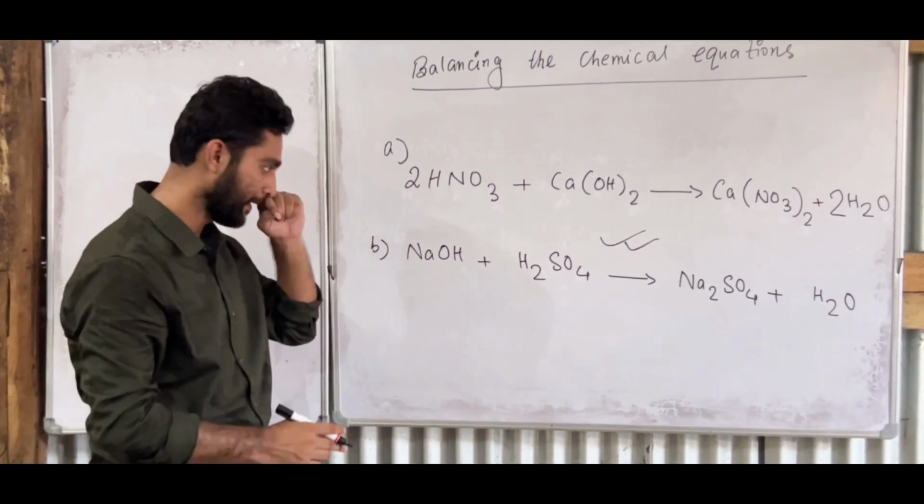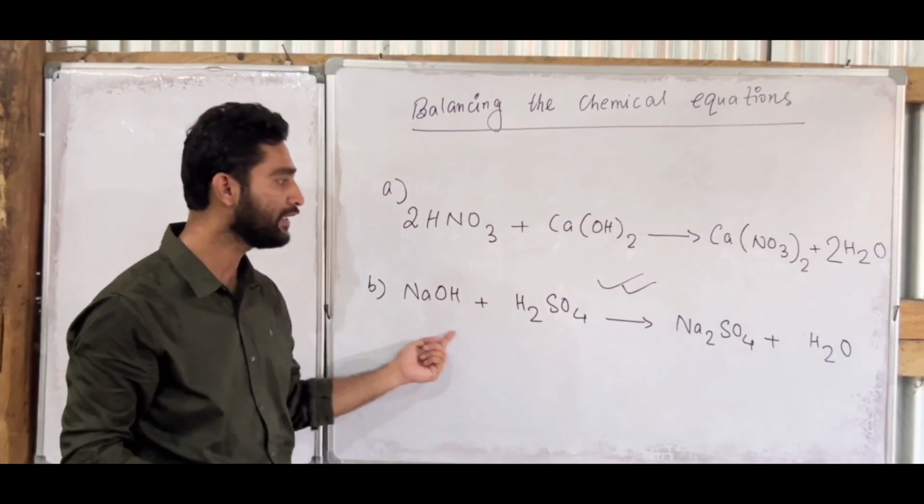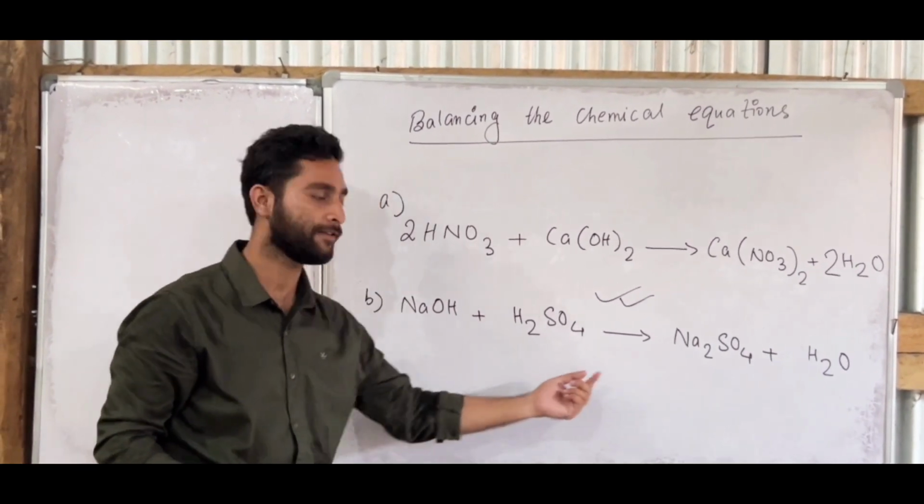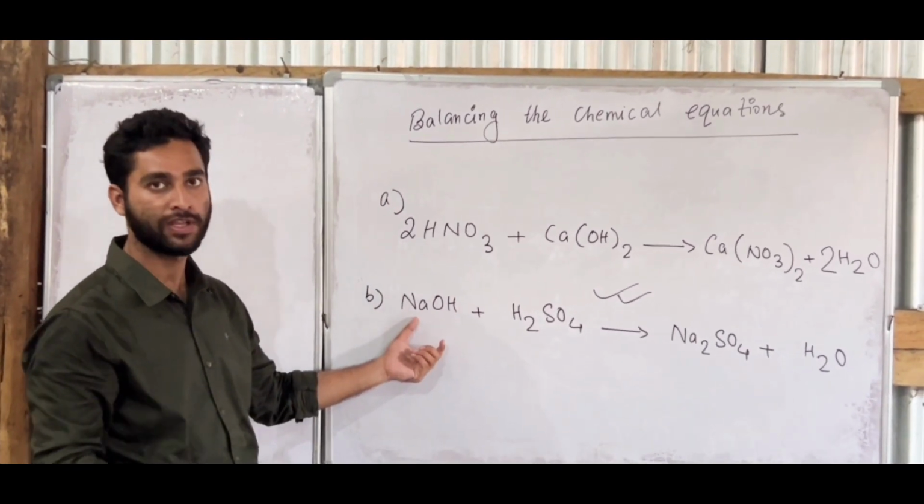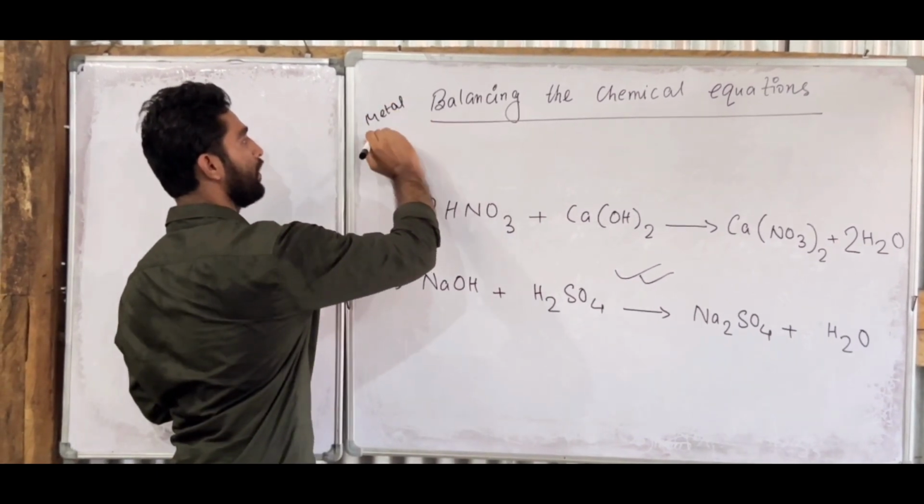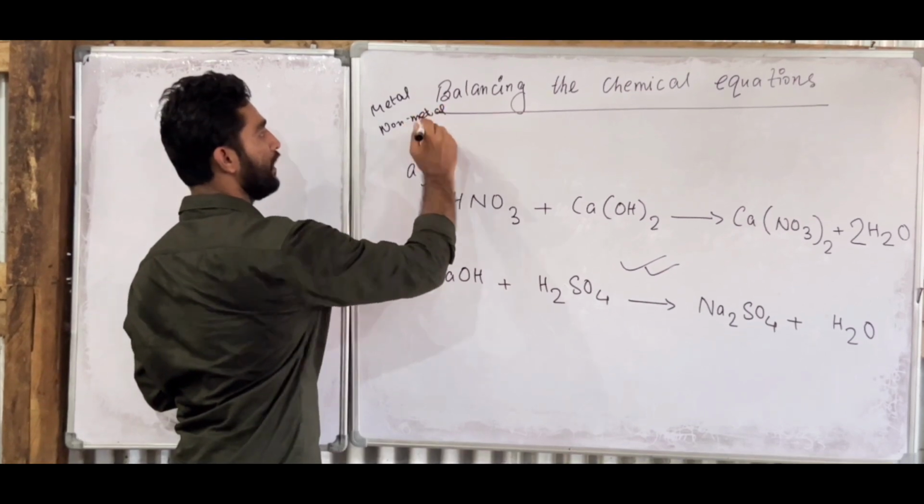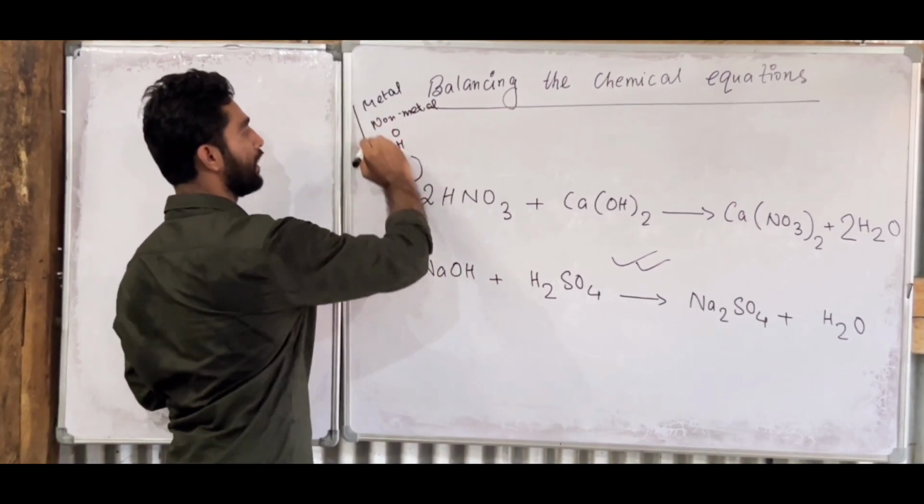Now again check. First you identify which are metals here. Here you see in this reaction, what is the metal? Metal is the sodium. Now try to balance the metal. Remember this trick, okay? Metal, then non-metal, then oxygen, then hydrogen.